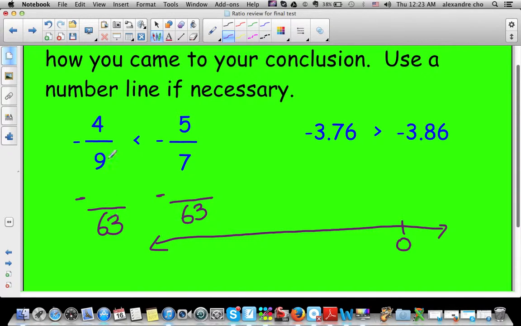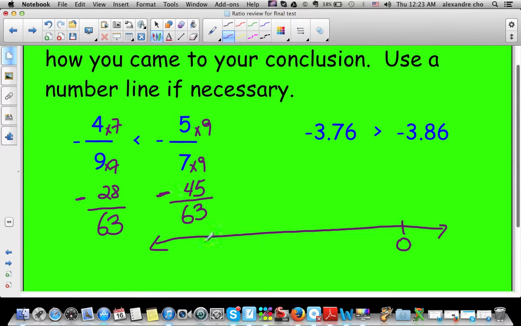So how did the 9 become a 63? It was times 7. Therefore, I have to do times 7 on top, which gives me 28. How did the 7 become a 63? It was times 9, and times 9 on the top gives me 45. So now I have both with the same denominator, but I still don't know which is greater than the other.